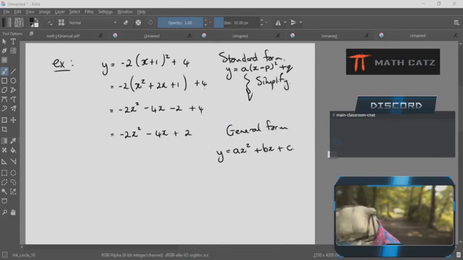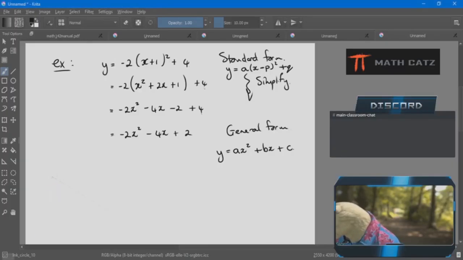So the issue is, let me just turn my page here to not miss what I wanted to say. The issue is, let me write it down. Issue. How do we go from the general form back to the standard form?